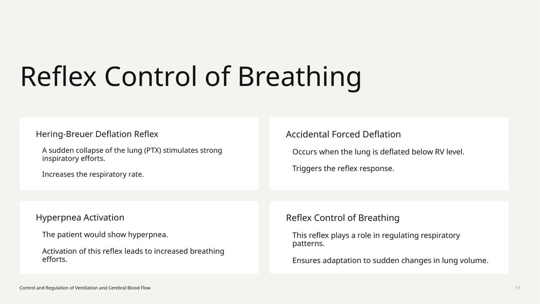such as when the lung is deflated below the residual volume level. This triggers a reflex response aimed at protecting the lungs and maintaining proper ventilation. Specifically, the Hering-Breuer deflation reflex comes into play during events like a sudden lung collapse, for instance, a pneumothorax. When the lung collapses abruptly, this reflex stimulates strong inspiratory efforts, essentially telling the body to breathe more deeply and quickly in response to the lung's collapse. As a result, we see an increase in the respiratory rate to compensate for the reduced lung volume.